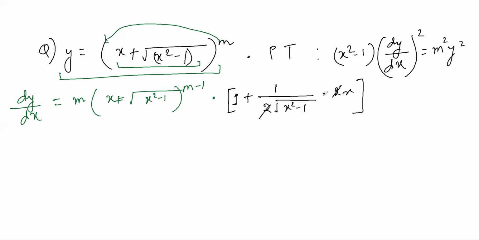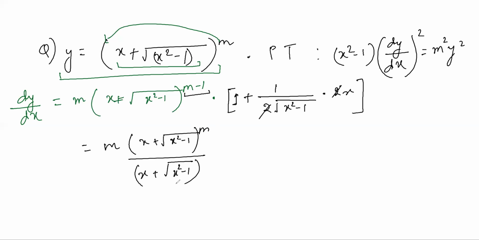So it will be m times x plus under root x square minus 1 to the power m minus 1. I can write this m minus 1 like this: m by x plus root over x square minus 1, right? I can always write it like this. I have brought this minus 1 in the denominator and I have written x plus under root x square minus 1, times 1 plus 1 by under root x square minus 1. Now you just need to solve this.